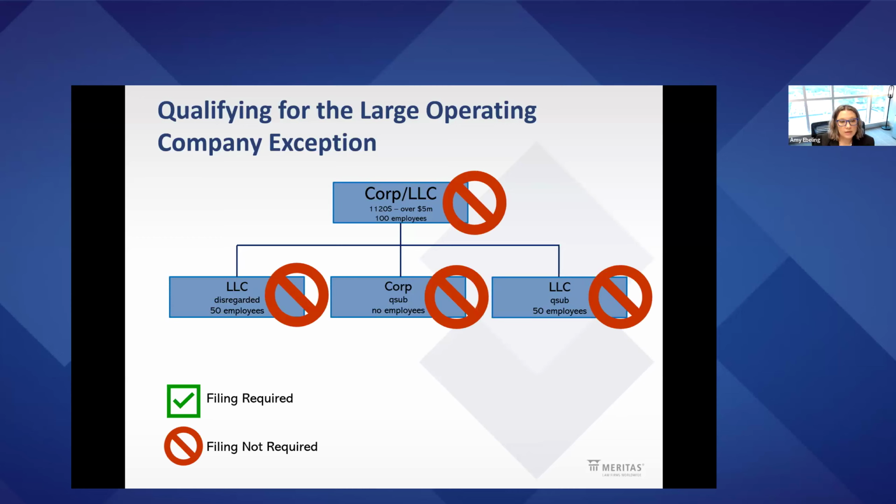The result here is that none of the entities have to file with FinCEN. The parent entity qualifies for the large operating company exemption because it has over $5 million in gross receipts reported on a tax return that it files and has over 20 full-time employees. The other entities qualify for the subsidiary exemption because the parent is exempt under the large operating company exemption.